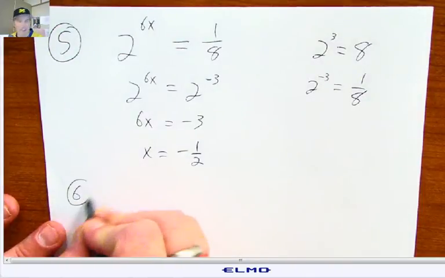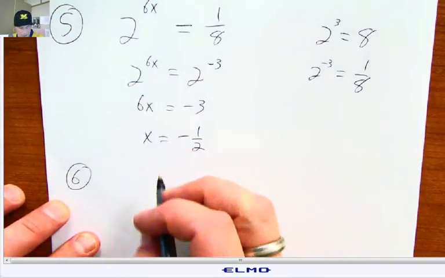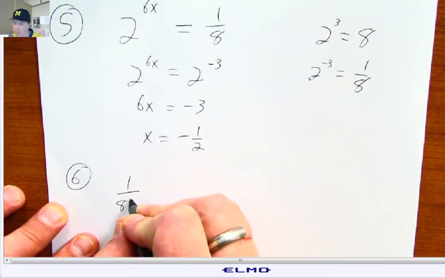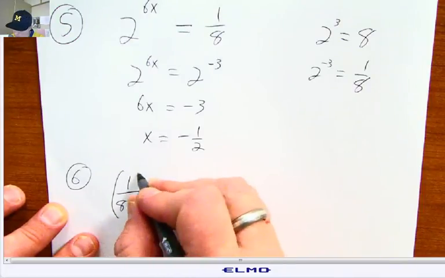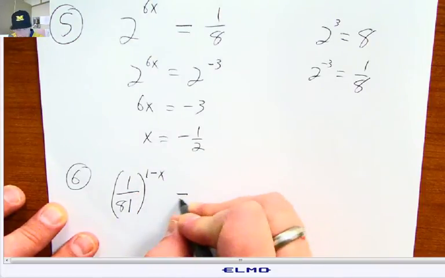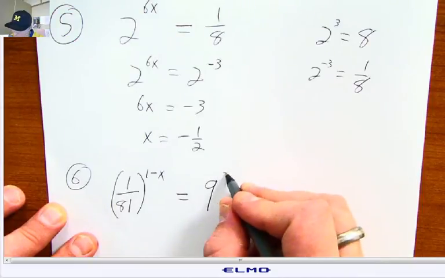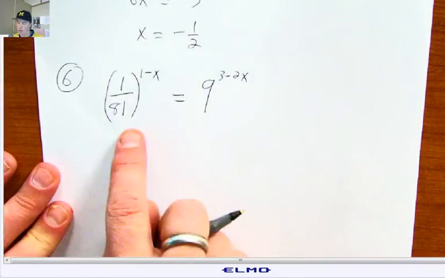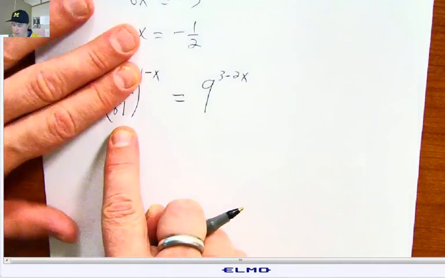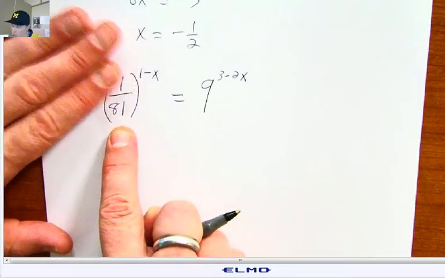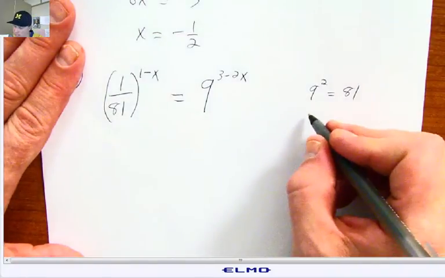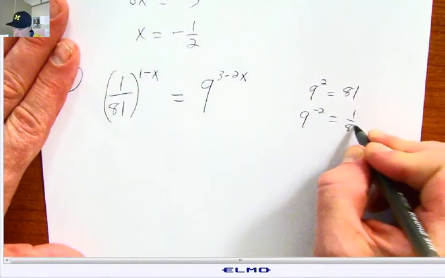Alright, number 6. This one's a lot like number 5, so if you understood number 5, number 6 should work out similarly. 1 over 81 to the 1 minus x equals 9 to the 3 minus 2x. Okay, so fraction. Well, let's see. 81, if I ignore the 1 over for a second, I know that 9 squared equals 81, so that means that 9 to the -2 is 1 over 81.